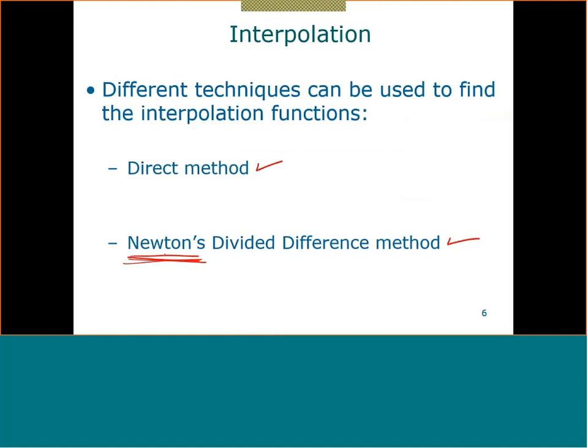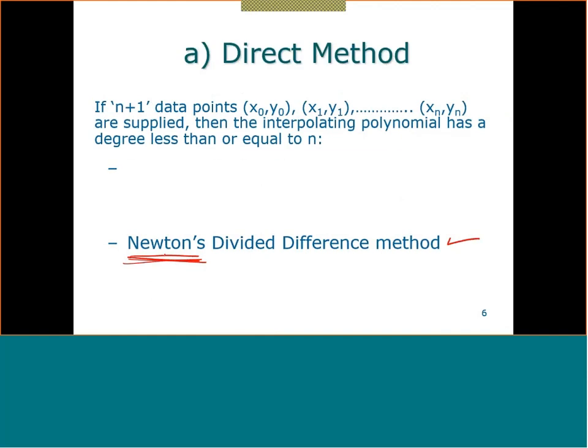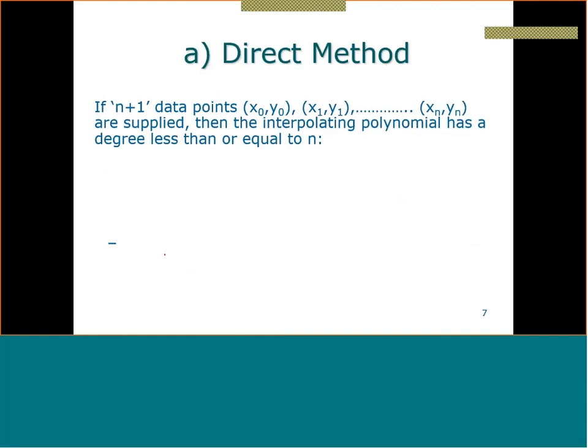Okay, let's move on. So let's talk about the direct method. If n plus 1 data points are supplied, so we have from x0 to xn, then we can use an interpolating polynomial of degree less than or equal to n. So the maximum degree I can have is n. That's the maximum. If I have n plus 1 points, I can have up to an n-degree polynomial.